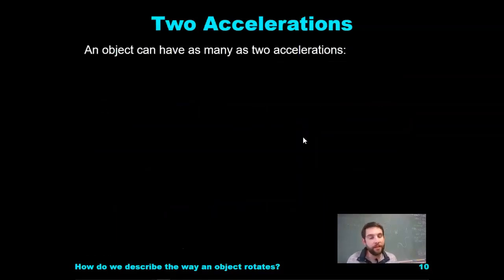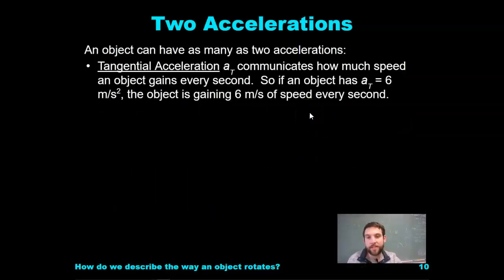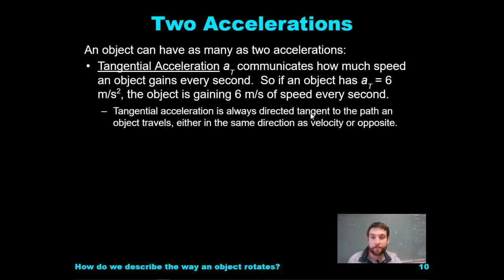An object can have as many as 2 accelerations. We have tangential acceleration, and that tells us how much speed an object gains every second. So if an object has a tangential acceleration, tangential means touching, moving in the same direction. You can think parallel in this instance. So if an object has a tangential acceleration of 6 meters per second squared, the object is gaining 6 meters per second of speed every second.